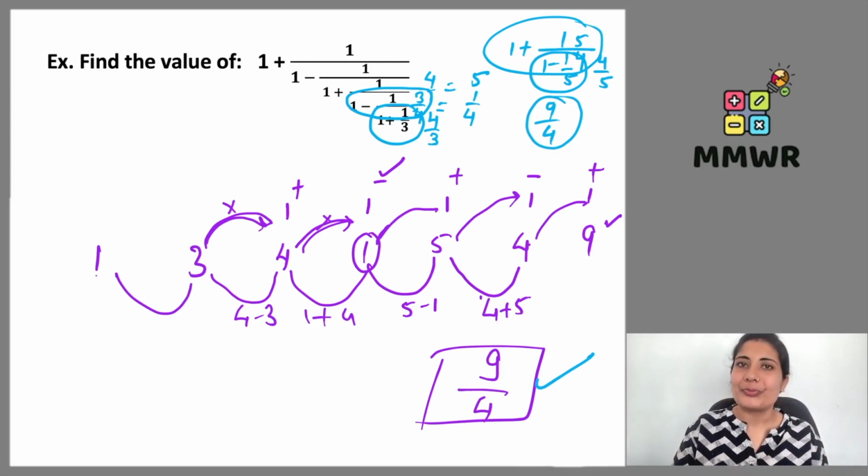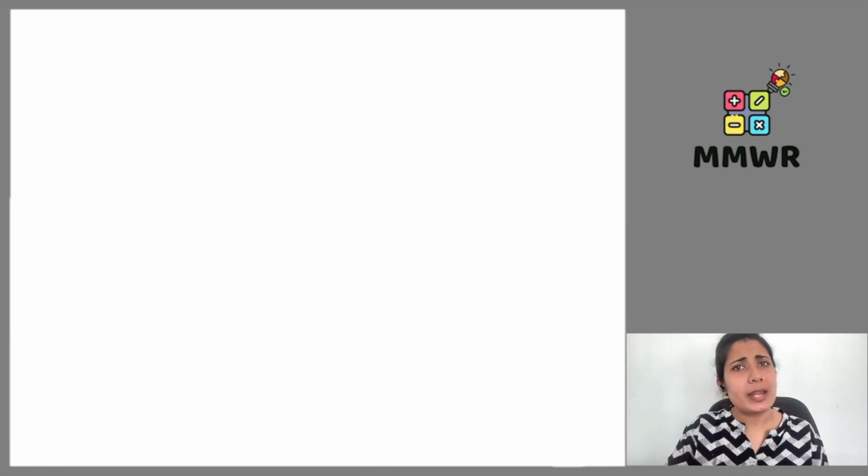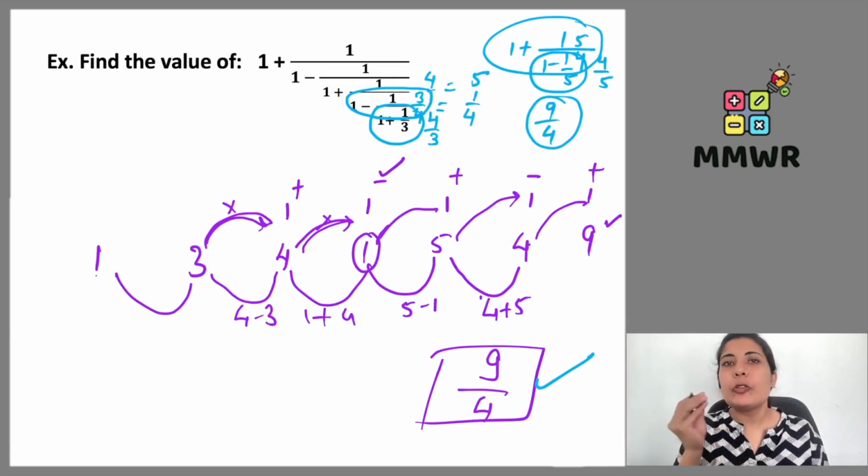9 upon 4. So it's so easy, you just have to give it a try. Please look for many more continued fractions in your textbook and keep on simplifying with this shortcut method, which is the time saver.